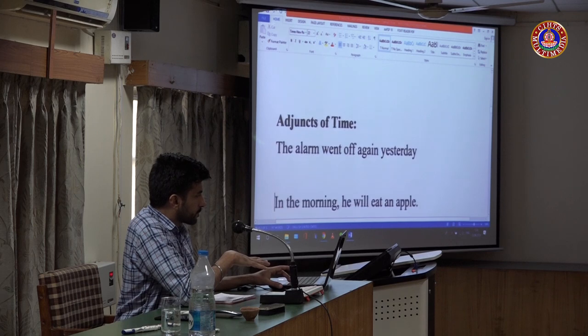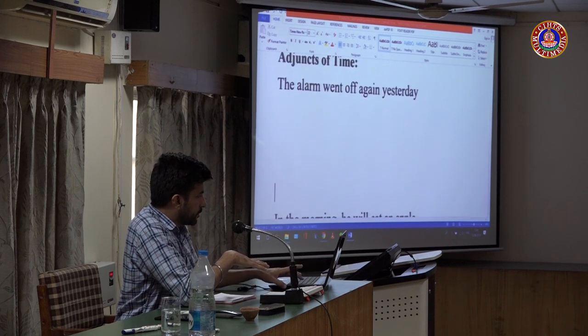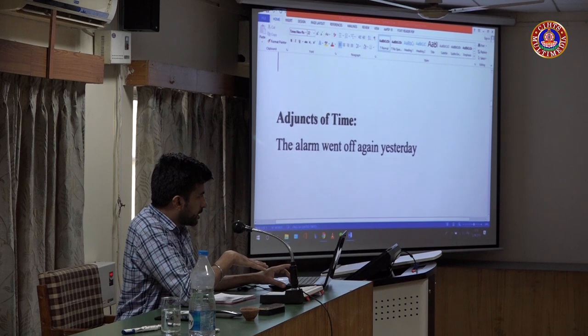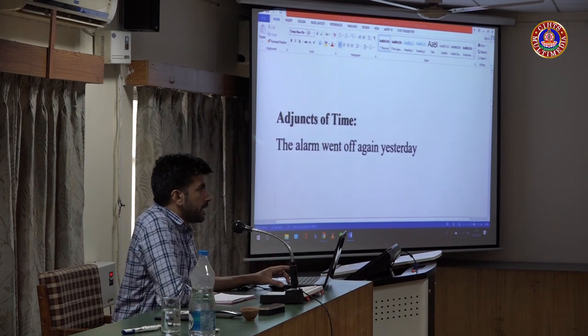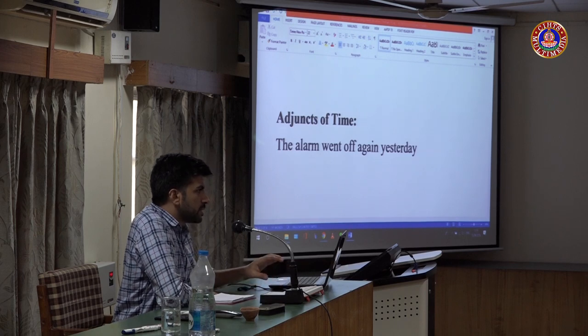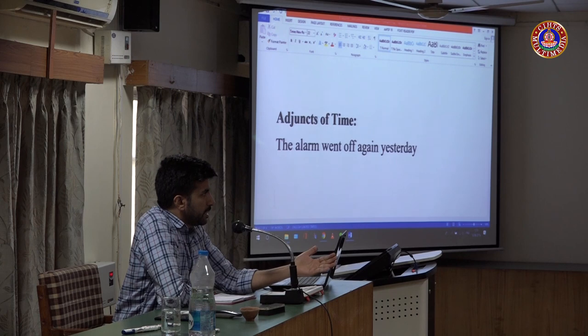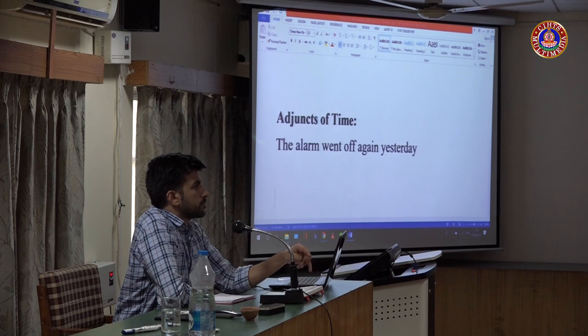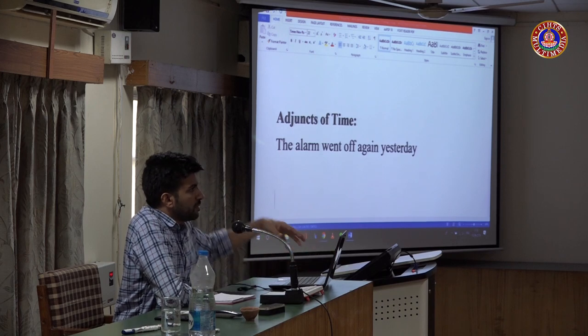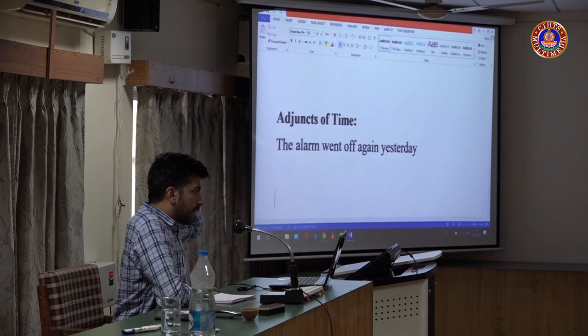Adjuncts of time. So if you write a sentence like "The alarm went off again yesterday", what is the adjunct of time here? "Yesterday." And if you delete it, "The alarm went off again" still makes sense. What is the verb here? "Went off." Now, can you make a tree diagram of this? "The alarm went off again."